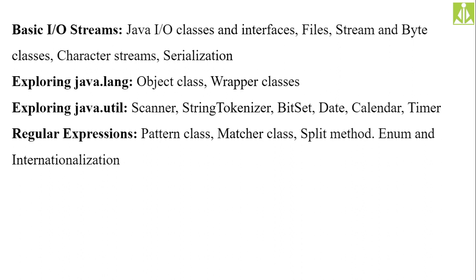Then the lang package Object class we discussed in detail. The different wrapper classes we have according to our primitive types, we had an idea about those wrapper classes also. Then we were exploring the java.util package, and in that we discussed the Scanner class and StringTokenizer class. Not only StringTokenizer, the three important classes from the java.lang package which are helpful in string handling, that also we covered.